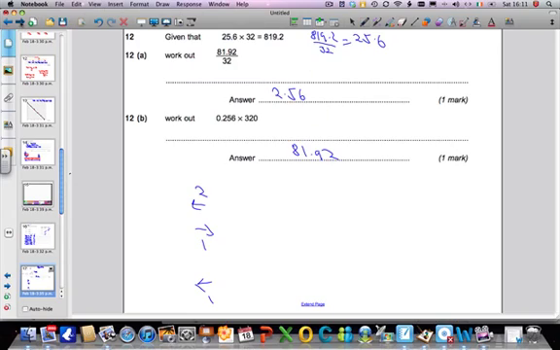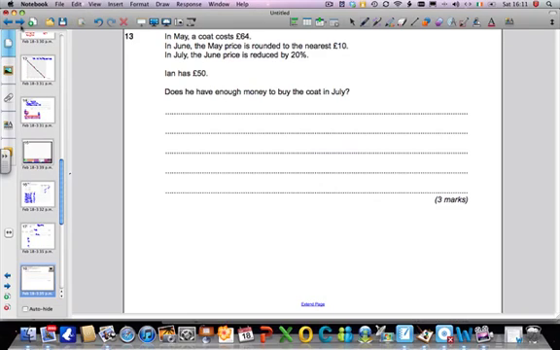Okay, moving swiftly on. Question 13. In May, a coat cost £64. In June, the May price is rounded to the nearest 10. It says in July, the June price is reduced by 20% and Ian has £50. Does he have enough money to buy the coat? Right, so let's start with what happened in May. In May, it's £64. So May, the jacket, is £64.